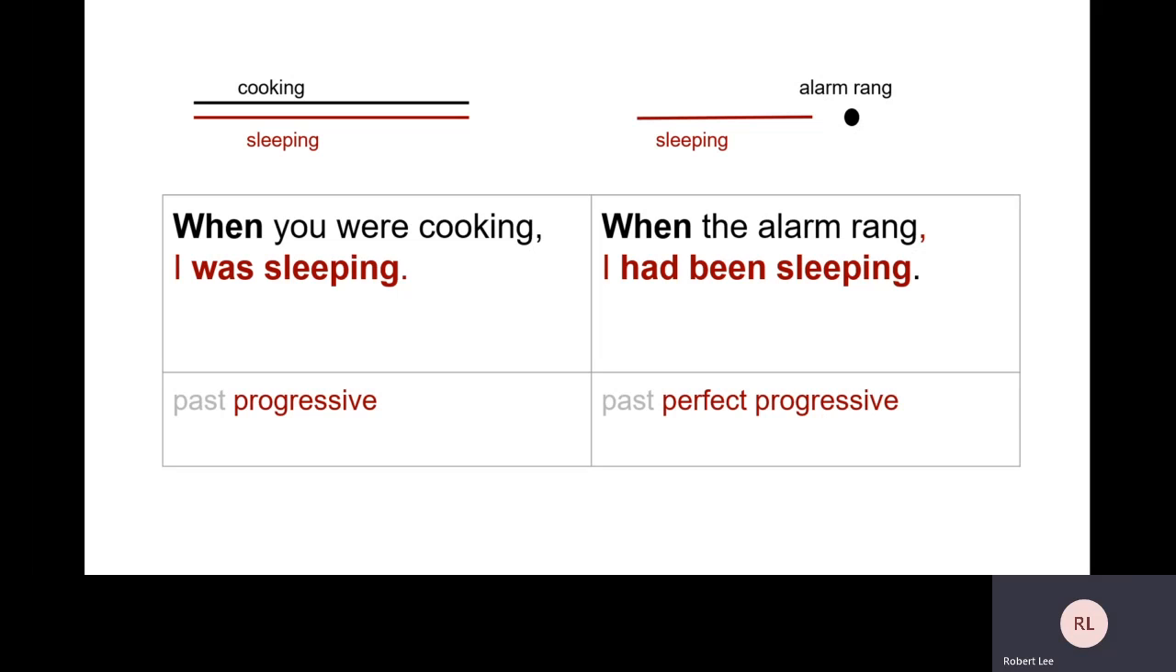Right? You can think of on the left, when you were cooking, I was sleeping, that cooking and sleeping are happening at the same time. That's why you would just use the past progressive tense here. On the right, I have been sleeping happened first, and then the alarm rang. And that's why you would use the past perfect progressive tense here.